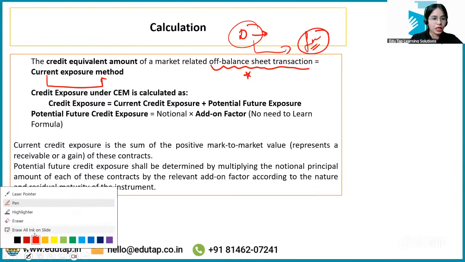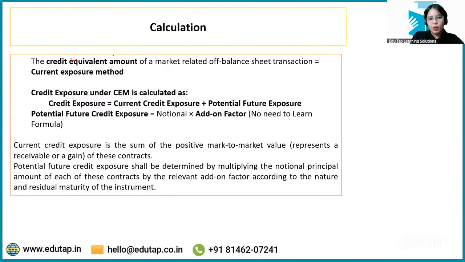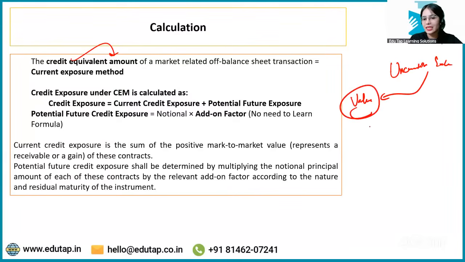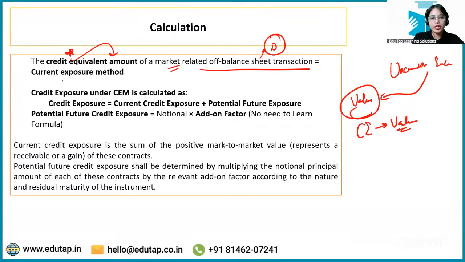Okay. Now, the credit equivalent amount. What we are going to do is convert this uncertain exposure to some value. That is the credit equivalent value. So the credit equivalent amount of a market related off-balance sheet transaction, that is basically derivatives, under the current exposure method.